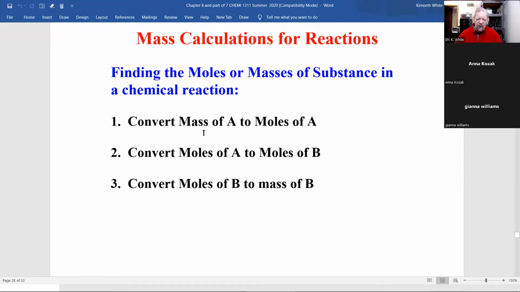Whatever you're given in grams, the mass or grams of A, you have to convert to moles of A. That's the first step. The second step, moles of A, you convert to moles of B. B is what you're trying to get to, molecule-wise or compound-wise. And the third step, you convert moles of B that you just calculated in step 2 to grams of B. So let's do this.